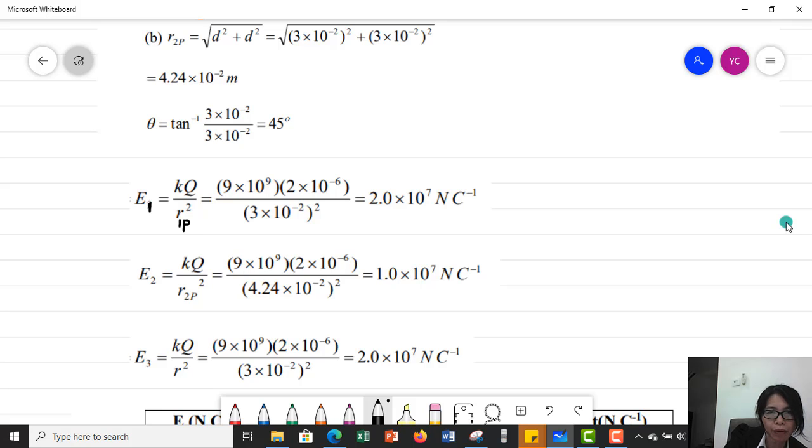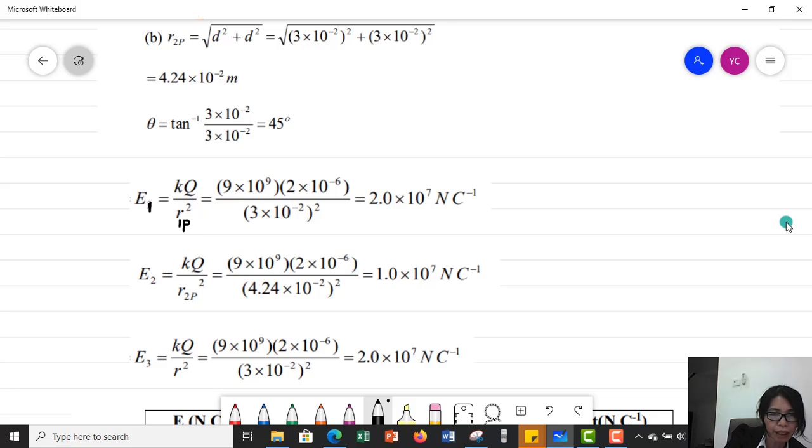Q is 2 to the power of negative 6. The distance in between point P and charge Q1 is 3 to the power of negative 2 squared. So we get E1 is 2 to the power of 7 Newton per Coulomb.